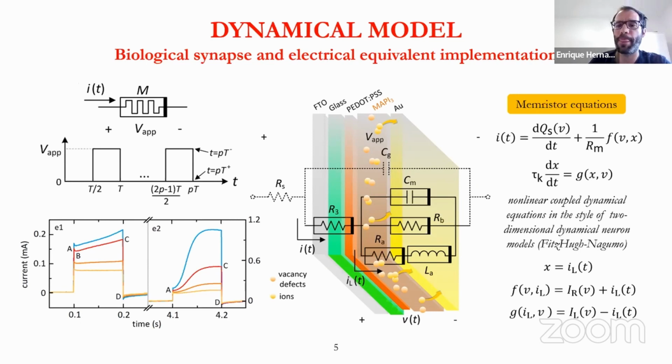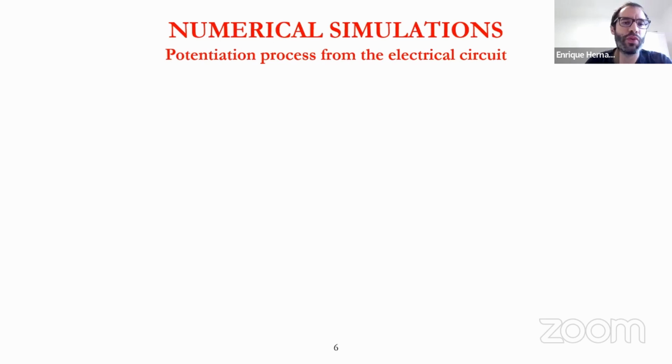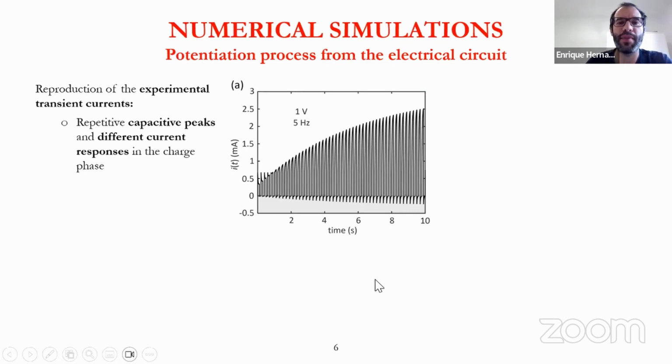But the key in this study is to select what the X variable is, the memory variable. And here we select that the X variable is the current through the chemical inductor. We select this as the memory variable, and based on this assumption, we write the conductivity function and the slow recovery, taking into account that the X variable is the current. At this point, we developed numerical simulations in order to verify that, with this model and with the consideration that the X variable is the current through the chemical inductor, it is possible to obtain the same transient response. And from numerical simulation, we obtain a very good agreement between the experimental and simulated response.